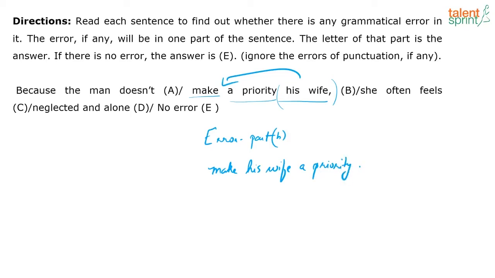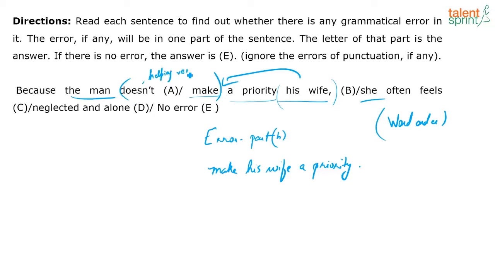Okay? So because the man doesn't make his wife a priority, she often feels neglected and alone. Again, this is an error pertaining to word order. So do you understand, in a sentence, when it comes to word order, construction is very, very important. Right? You have the subject, right? You have the action. See, even in this construction, if you look at it, the man, he is the subject. Doesn't make, right? This is the helping verb.